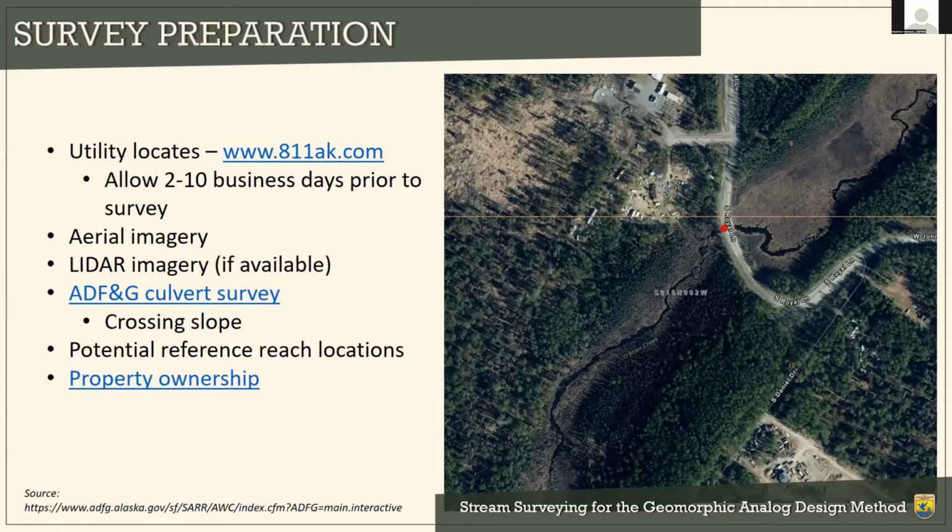Get property ownership. BLM has a website for that. That's useful, or a lot of the boroughs and municipalities have property ownership websites. And my favorite, get permission from the landowner, of course. And then my favorite is checklists. Look at your checklists, create checklists, because there's always something that's going to get forgotten if you don't have a checklist.